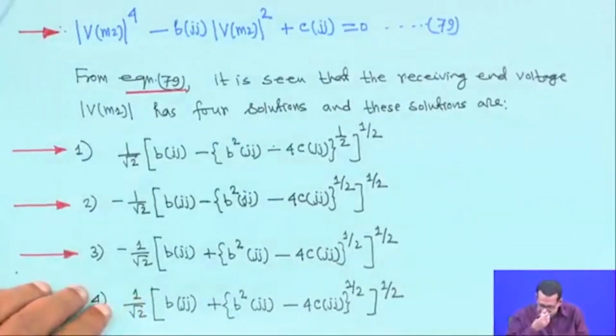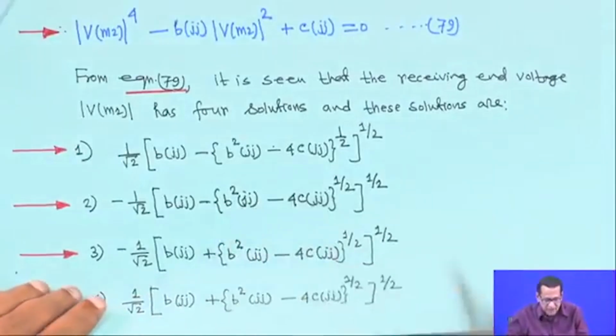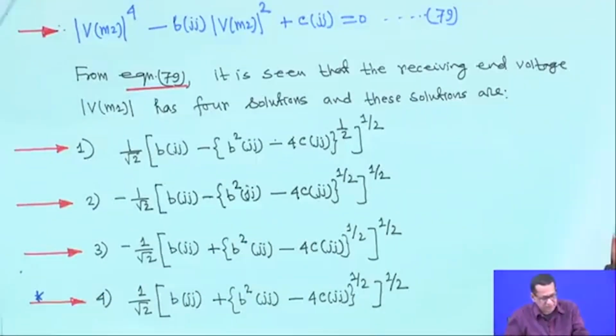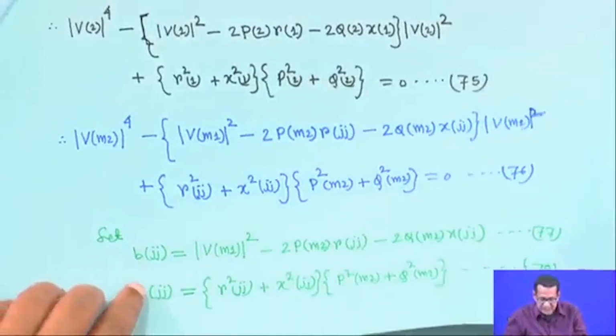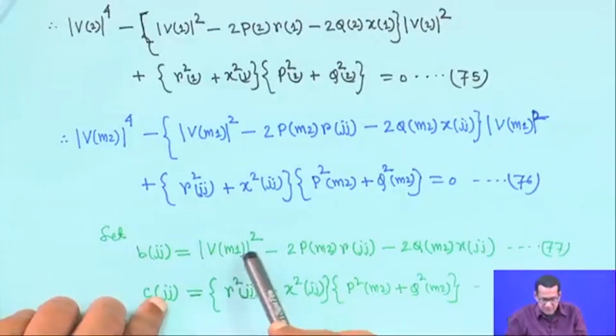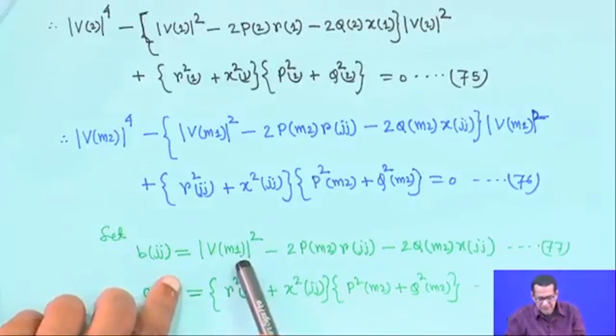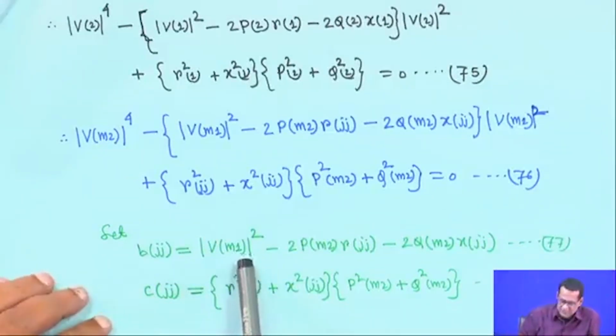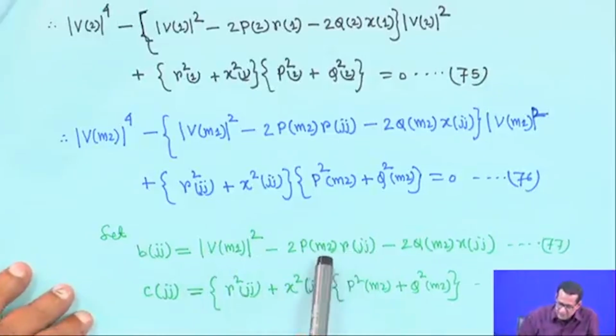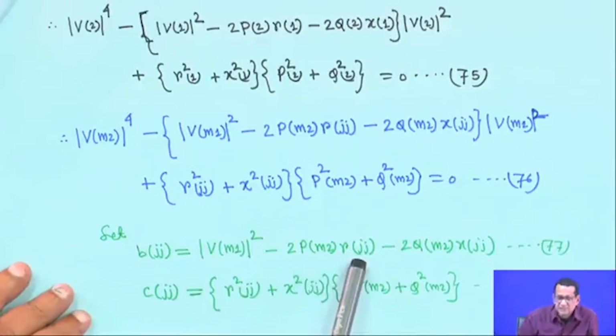That means your B_jj will always be positive. Hold on, B_jj is this term. Why will it be positive? Because this voltage V_m1 will be around unity. But the product of this term, P_m2 in per unit, and R_jj, also per unit, are very small, so their product is much smaller.